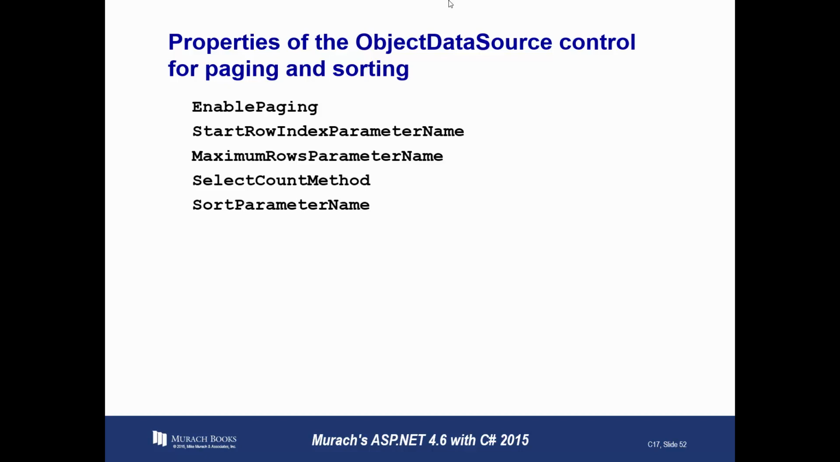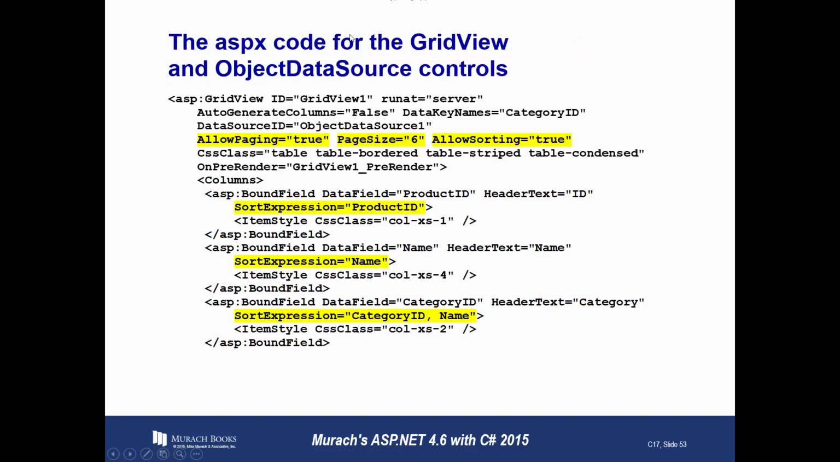As far as sorting goes, you set the sort parameter name property of the object data source control. When the column header for a column that provides sorting is clicked, you're going to sort by that column name. As far as the ASPX code that's associated with this, you can see here that both the allow paging and the allow sorting properties for the grid view are set to true. The grid view control also includes a sort expression property for its product ID, name, and category columns.